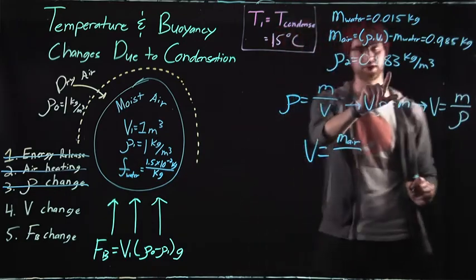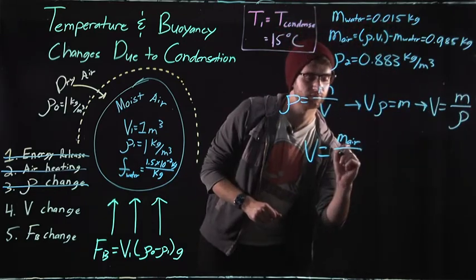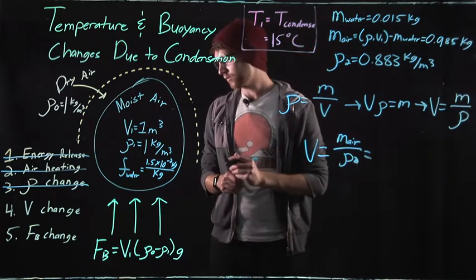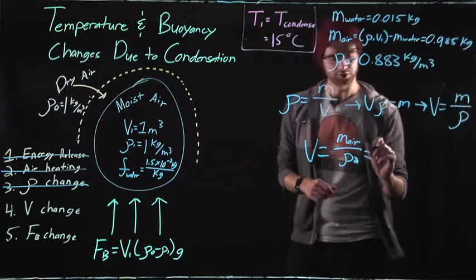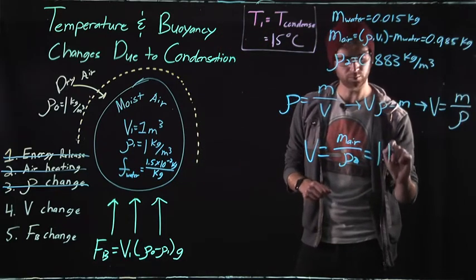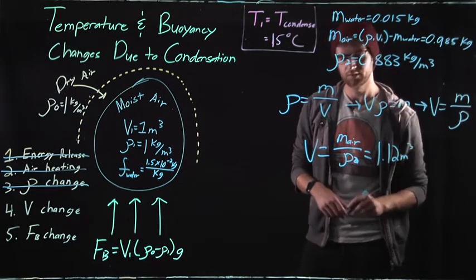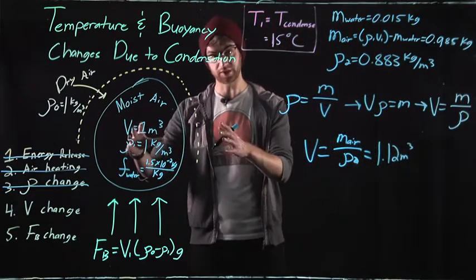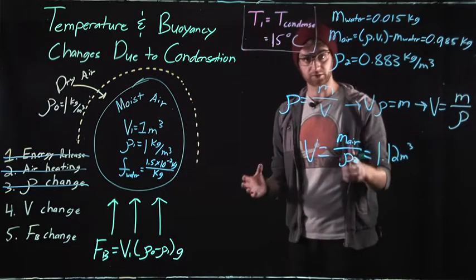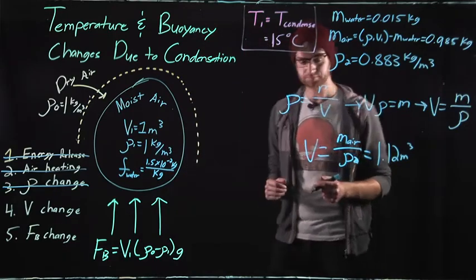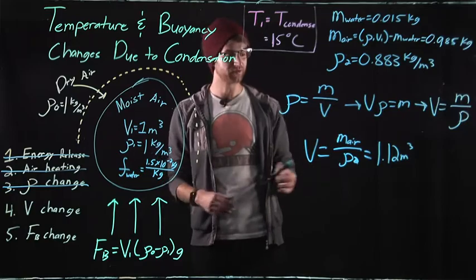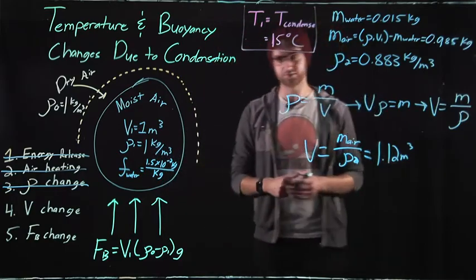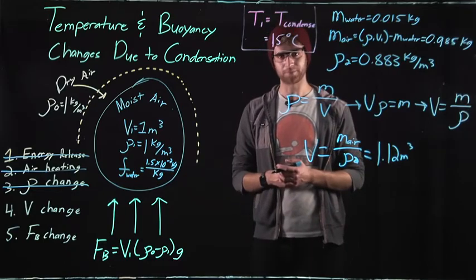And we just found the new density, right? So that's rho 2. And when you carry out this calculation, you end up with a new volume of 1.12 meters cubed. So that behaves exactly as we expect. We heat the air, it expands, and the mass of the air has remained constant. We haven't changed the mass of the air. So we heat the air, it expands, the density decreases. And so this is the new volume of our air parcel.